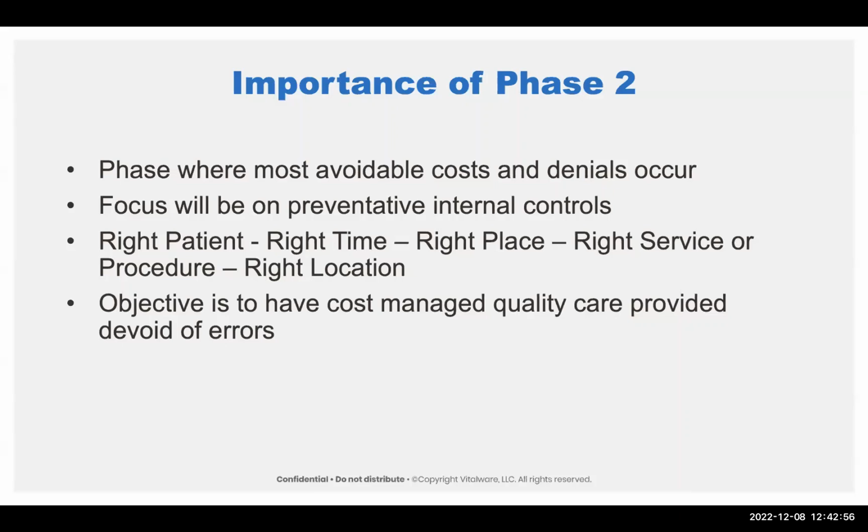A status assignment. Should I have provided the service in an outpatient venue or a home health venue or another venue other than acute inpatient care? Am I providing the right service, or am I providing more than what's expected, and the right location? The objective is to have cost-managed, quality-provided care devoid of error. So this last statement is your goal for phase 2: cost-managed quality care provided devoid of errors.